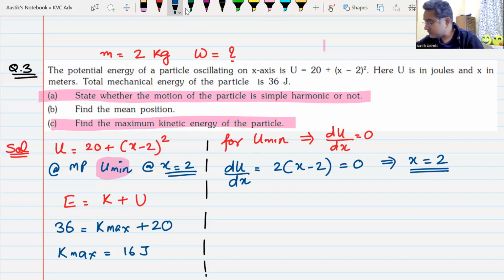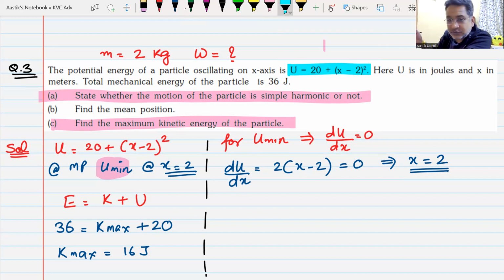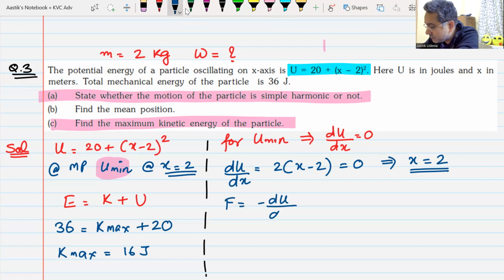you know that this is an energy function and this energy function must be related to a conservative force. And for the mean position, the equilibrium position, the force acting on the particle has to be 0. Yes or no? Yes, sir. And force is nothing but minus du by dx. So finding du by dx or minus du by dx is the same thing. You are trying to find out the force. So you could have said: force, which is minus du by dx, has to be equal to 0. So minus du by dx becomes minus 2 times x minus 2.